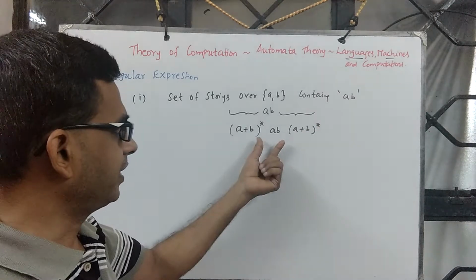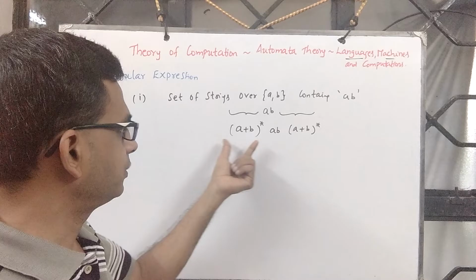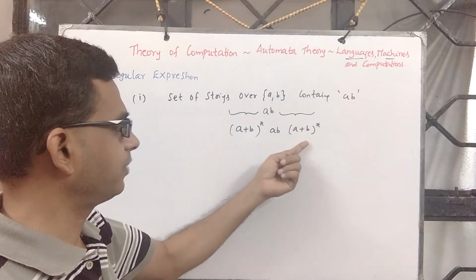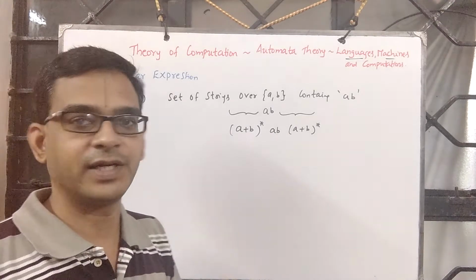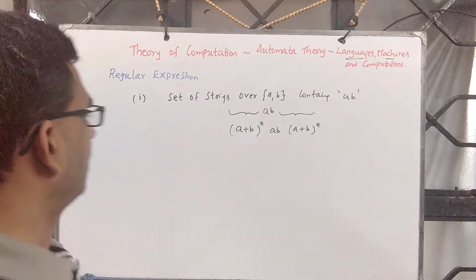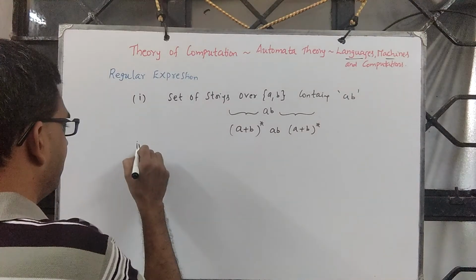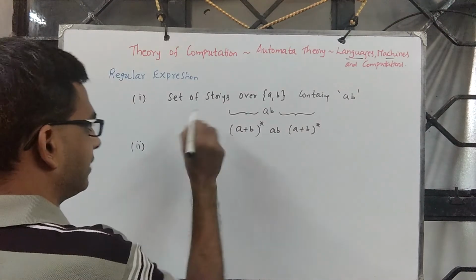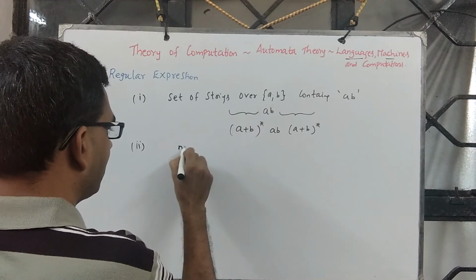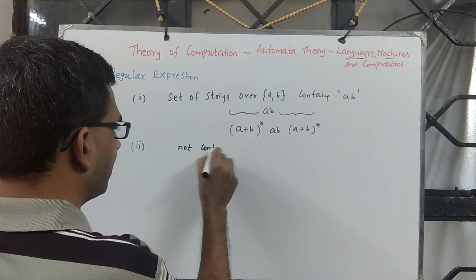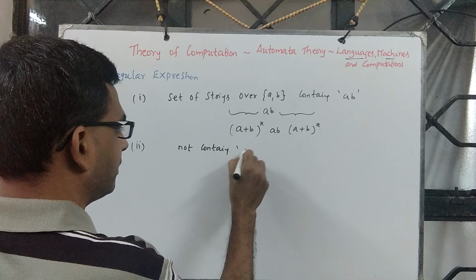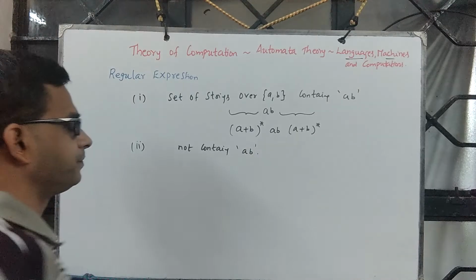It contains ab, it can appear anywhere, so prefix and suffix could be any string over {a, b}, which is why we have written it like this. Now let's look at this one, set of strings over {a, b} not containing the pattern ab.